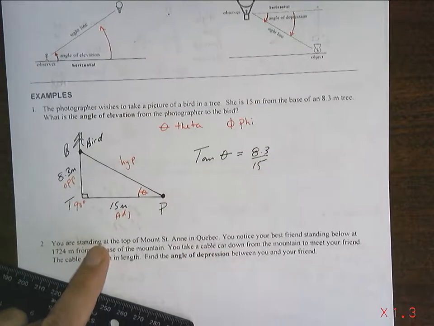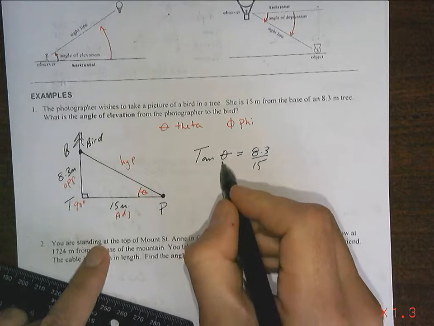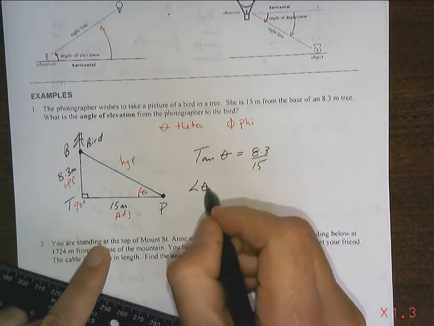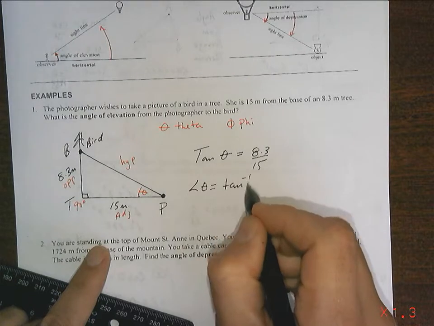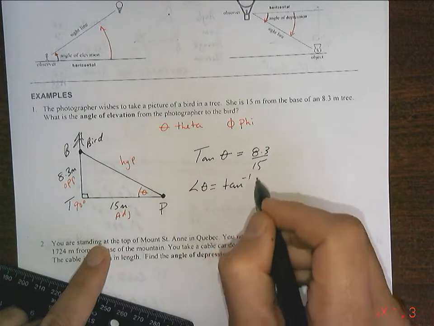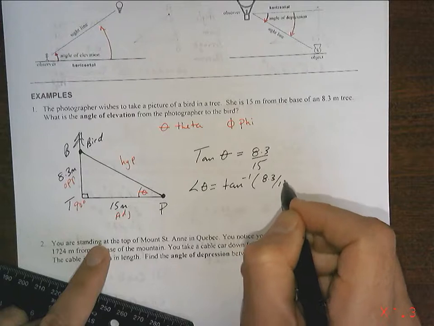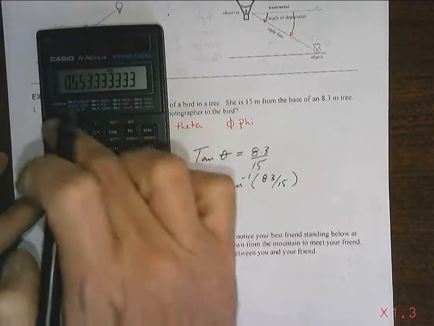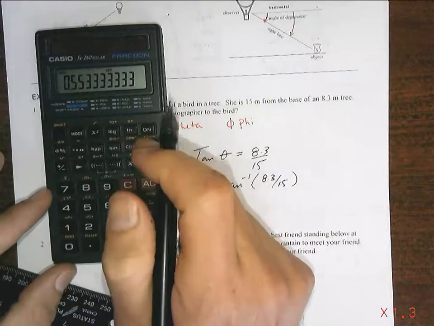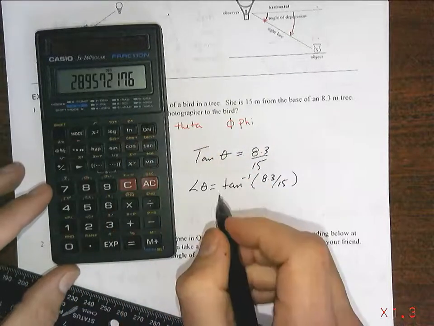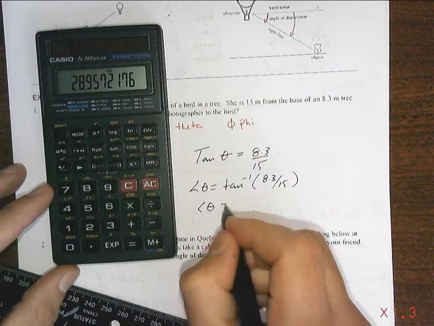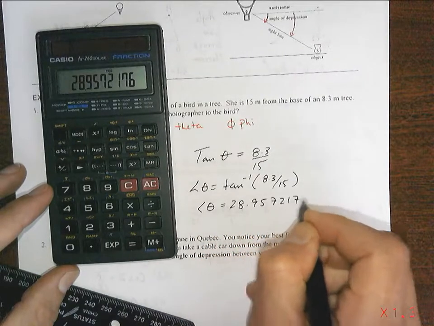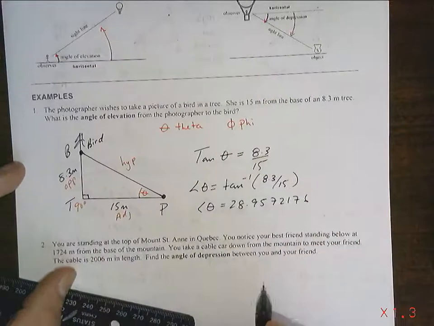But notice that this is an angle that you're going after. So that means that we need to do the inverse. Angle theta is given by the inverse tangent. Now that's all one symbol. That's not an exponent. 8.3 divided by 15. So 8.3 divided by 15 equals, second function, the inverse of tan, and I get an angle of 28.9572176.